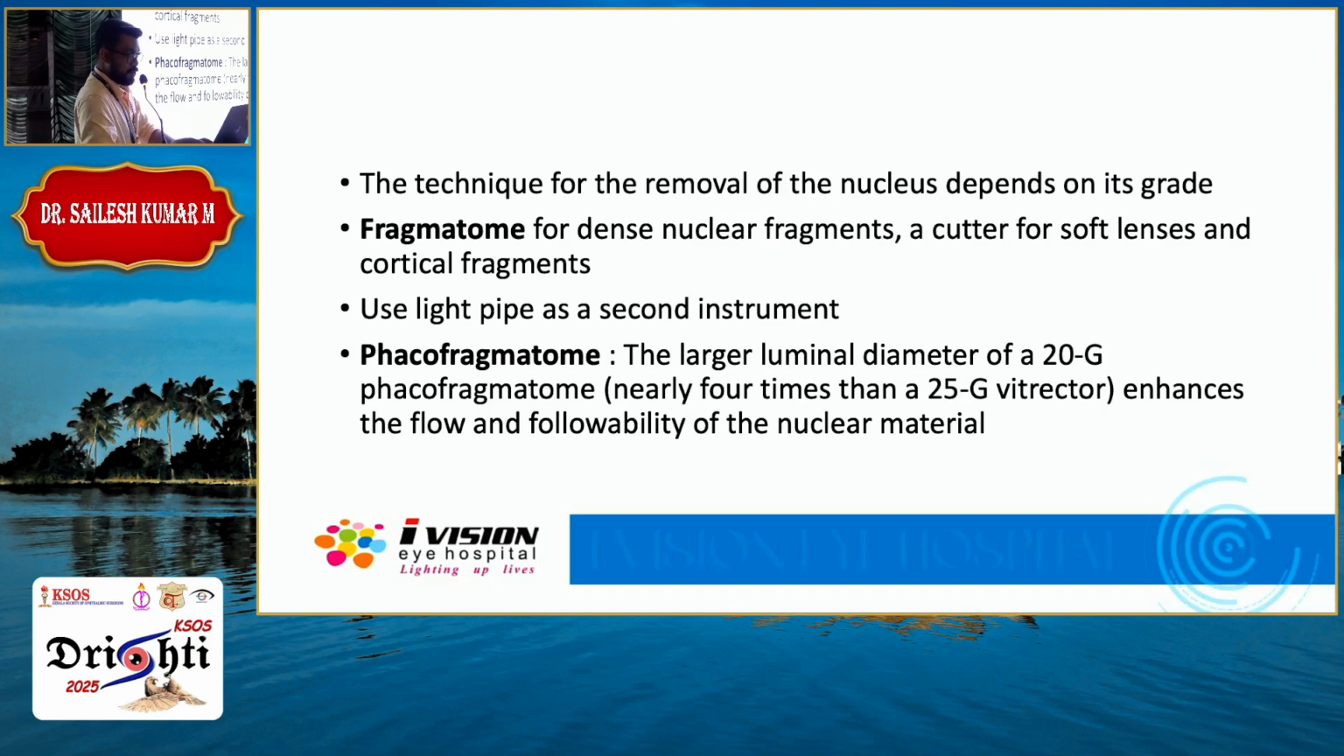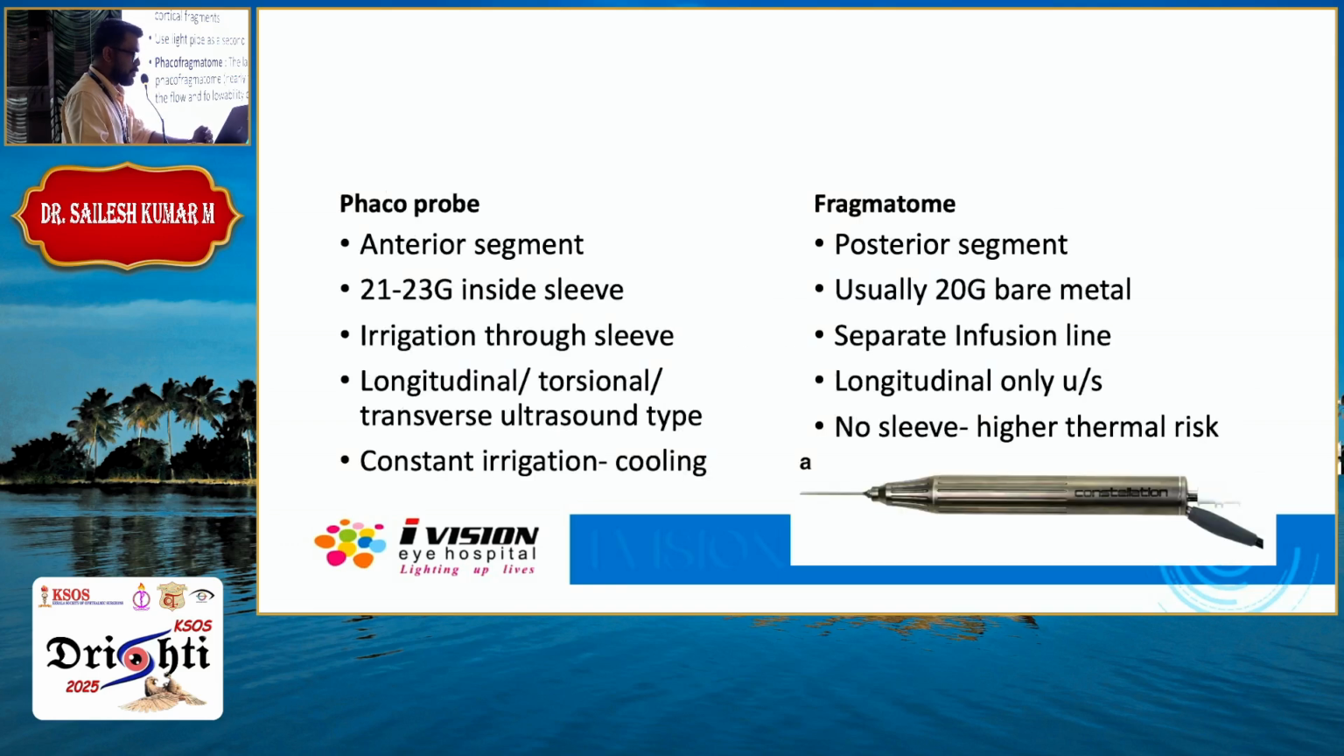So the phacofragmentome is 20 gauge and has a larger luminal diameter. It's nearly 4 times that of a 25 gauge vitrector. So that enhances the flow and flowability of the nuclear material. So this is a picture of the fragmentome. There are a few differences between the phacoprobe and fragmentome.